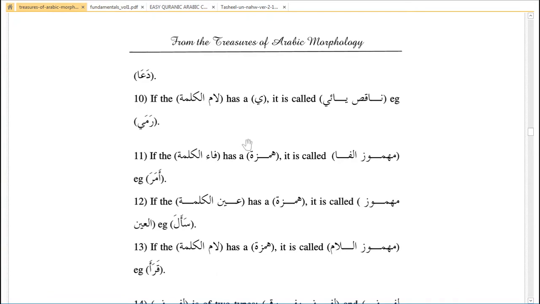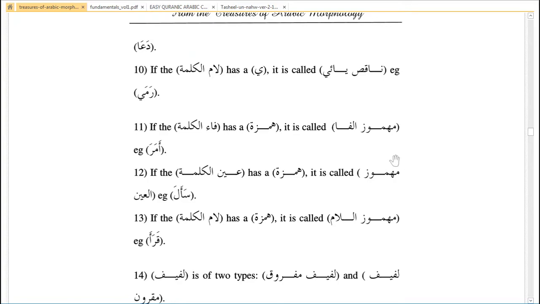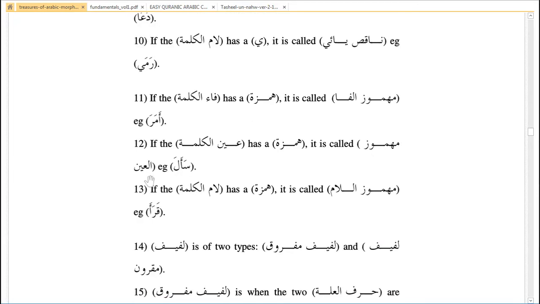And there's Mahmuz, just remember Mahmuz. There's Mahmuz al-Fa, which is the name of it: the Fa kalima has alif. Or Mahmuz al-Ain, where the Ain kalima has alif or Hamza. For example, Sa'ala, there's Hamza in the middle.